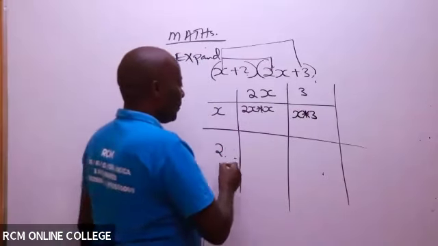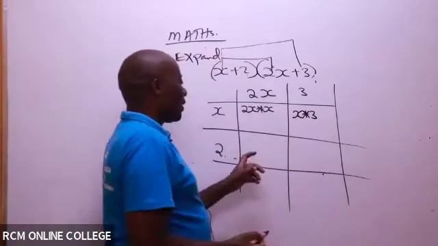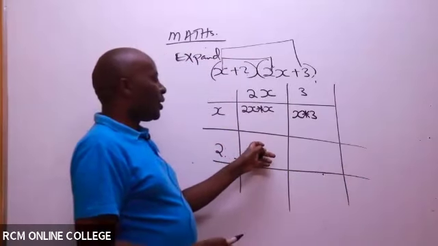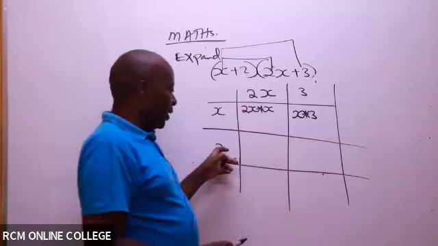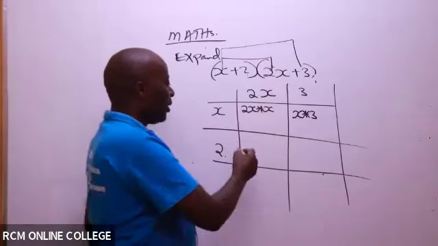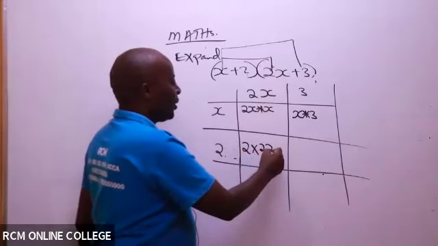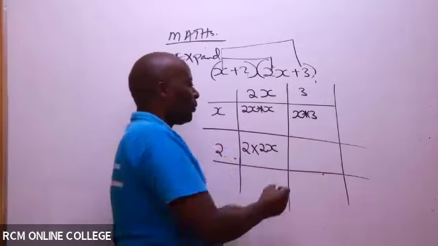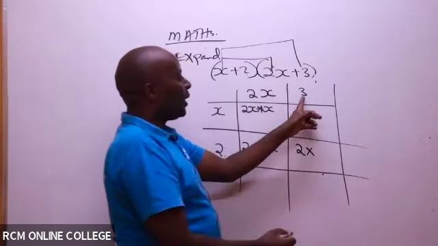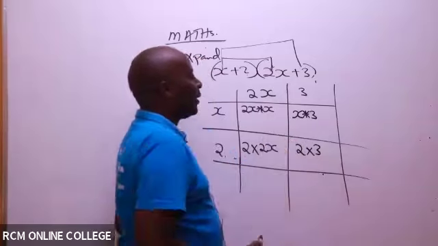Here, what do we have? Here what we have is this 2 versus this external. So 2 times 2x. And then lastly here, the external here is 2, the external here is 3 times 3, like that.